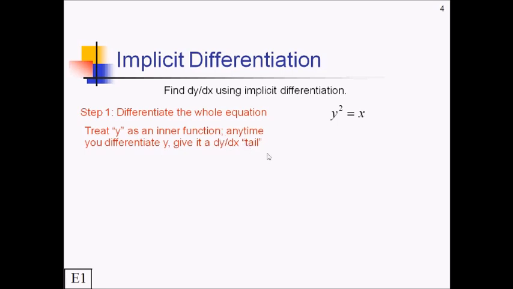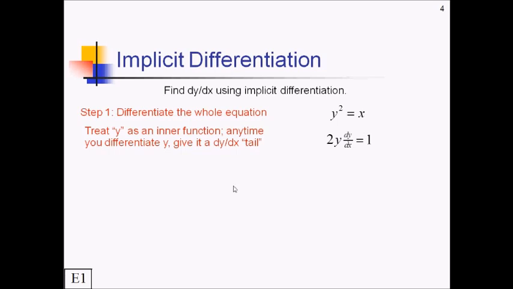Now this is just using our friend the chain rule. If we treat y as its own kind of inner function, then we have this outer function of squaring. So this would be just 2 times y. But now if y itself is a function, we have to take the derivative of this inner function, which is dy dx. This is just the chain rule. Now don't forget to differentiate the other side as well. This is going to be equals 1.